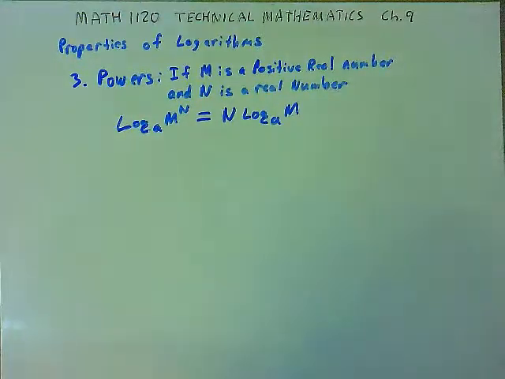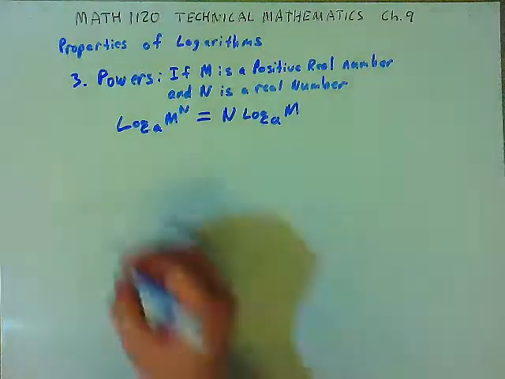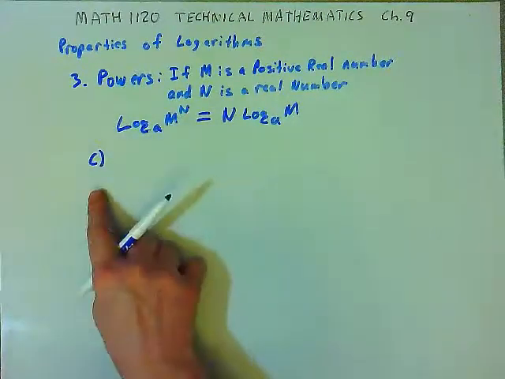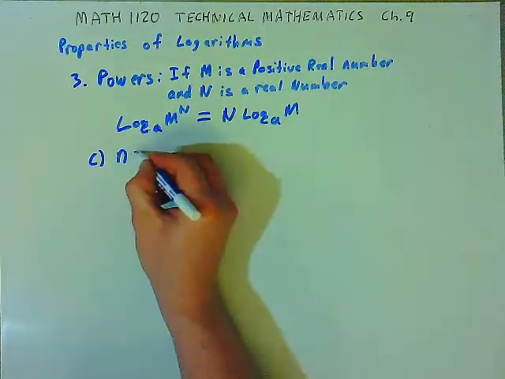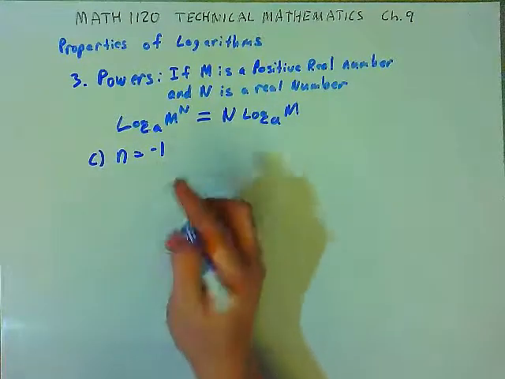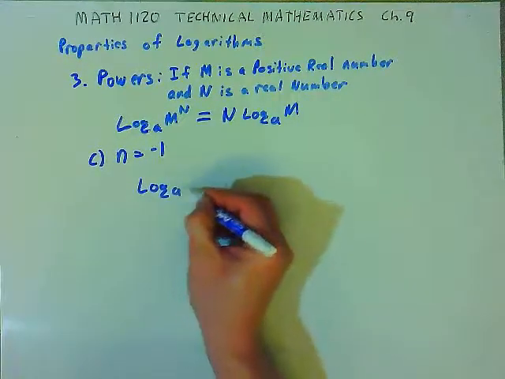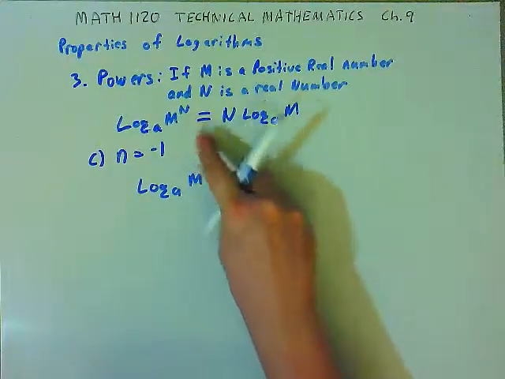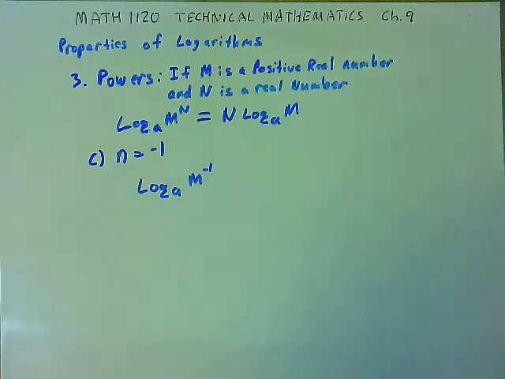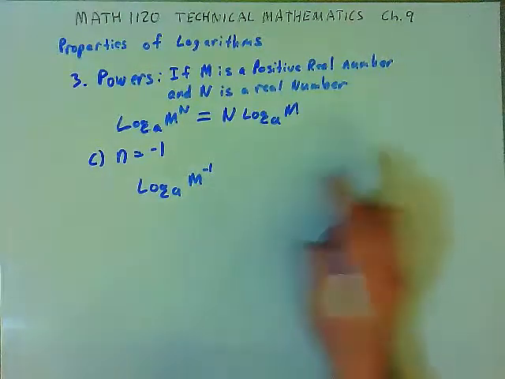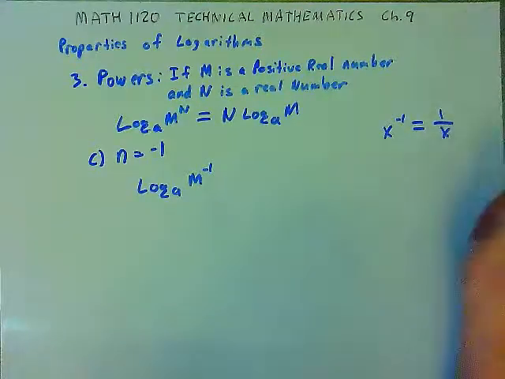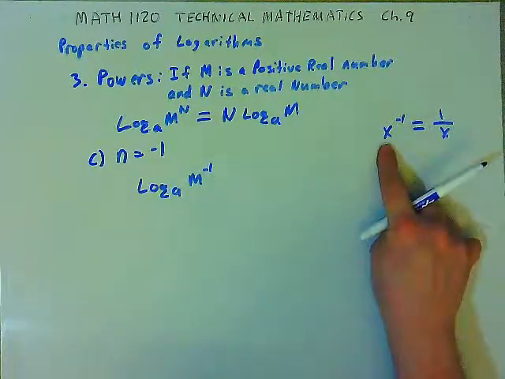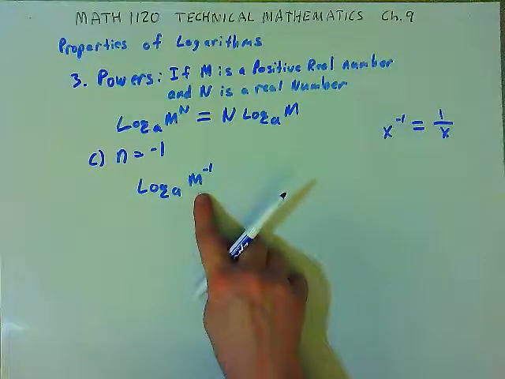Now there's a third property of the powers of logarithms I almost forgot to include. This would be special case C. This is the third special case of powers. And the special case is what happens if n is equal to negative 1. Let's say that we have log base a of m to the negative 1 power. N is negative 1. If the exponent is negative 1, recall that any number to the negative 1 power is the same thing as 1 over that number to the positive 1 power. So x to the negative 1 power is 1 over x. It'll be the same for m.